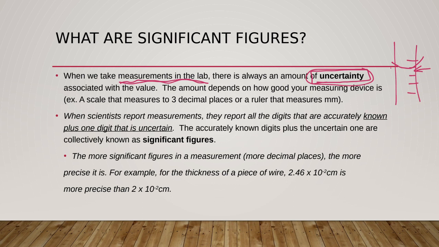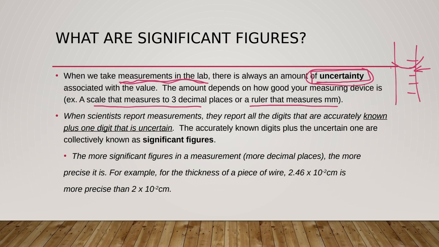So we want a measuring tool that is accurate and precise. Okay, and we'll talk about those definitions in a bit. But for example, if we have a scale that measures to 3 decimal places, this is good. A ruler that measures millimeters as opposed to just centimeters, so that has more graduations on the tool, this is better for us when we record numerical data.